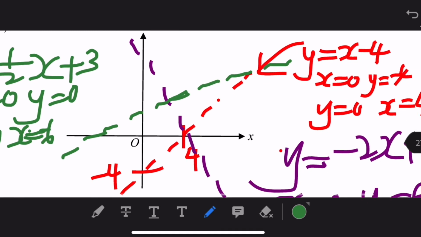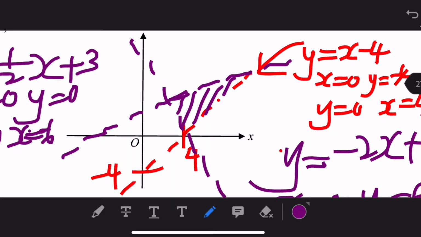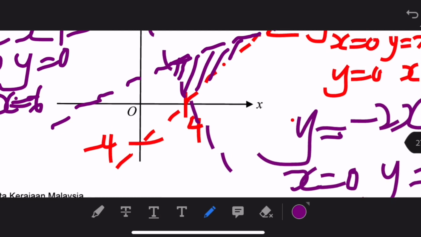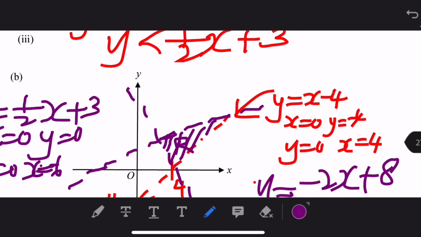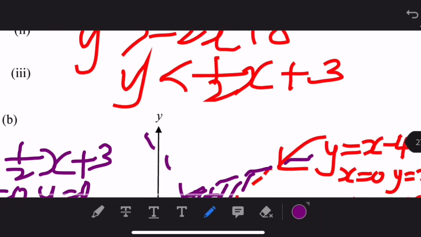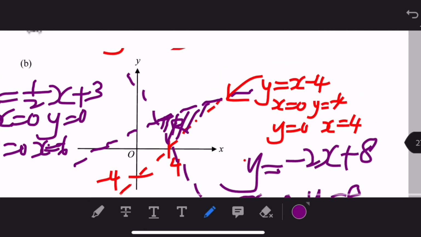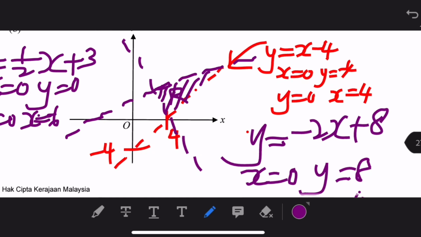Okay, so it will be below the line, above. I think I can shade the region like this. This is the region R. So this is the region that we call region R. All the lines are dashed lines because there is no equal sign in these 3 inequalities. So that's the shaded region for the question involving inequalities.